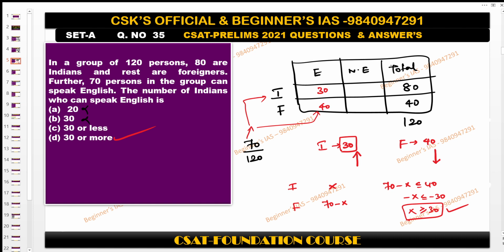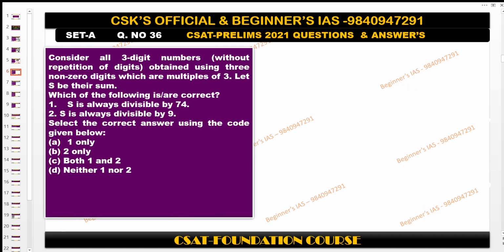Okay, let us move on with the next question, question number 36. This also needs multiple readings, which is very important. Read the question once or twice and you will easily get the logic. Consider all the 3-digit numbers without repetition of digits, obtained using 3 non-zero digits which are multiples of 3. Let S be the sum. Which of the following statements is correct? S is always divisible by 74, S is always divisible by 9.